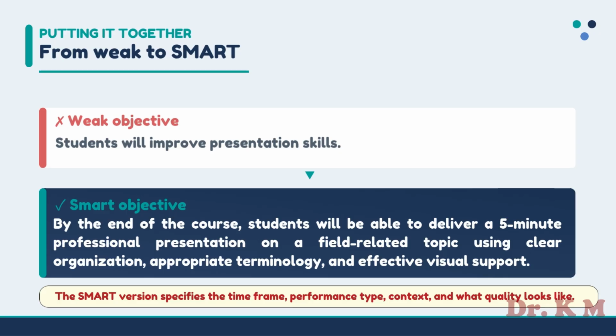Here we can see how SMART principles improve an objective. The weak version is too vague. The improved version tells us the time frame, the type of performance, the context, and what quality looks like. This kind of objective gives clear guidance for teaching, materials, practice, and assessment.